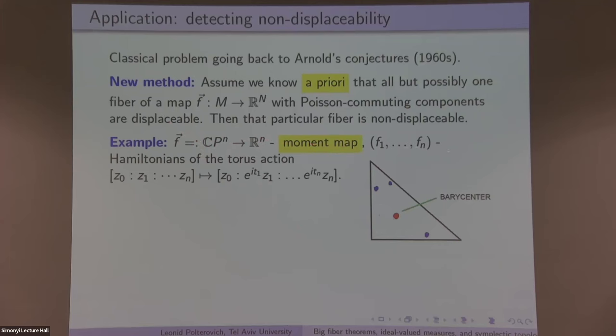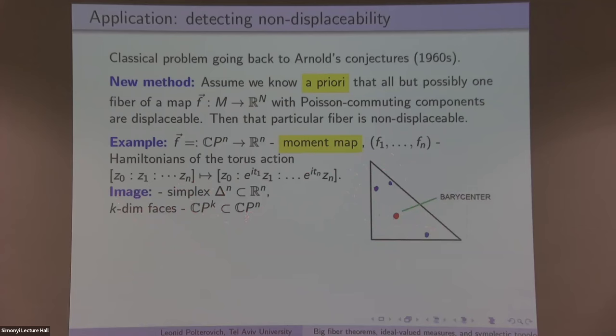So the standard moment map's coordinate functions are Hamiltonians of the standard action. So then the barycenter is non-displaceable, right? Because each other point is displaceable by a permutation of coordinates, which is a unitary map. And that's how one can prove it for the barycenter. I wish to emphasize that the image is a simplex, and the k-dimensional faces are CP^k.